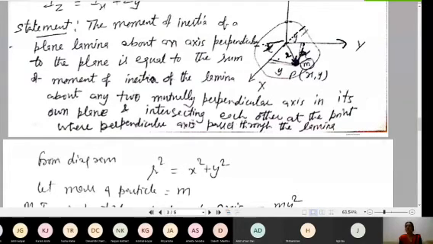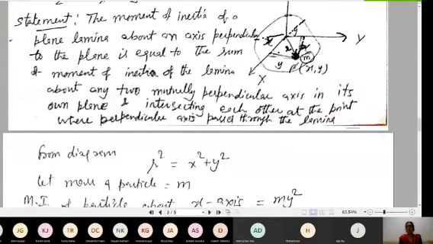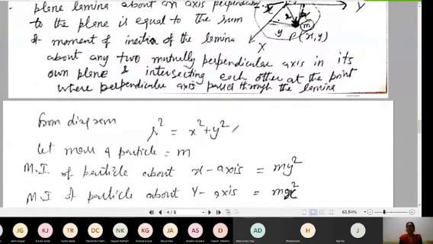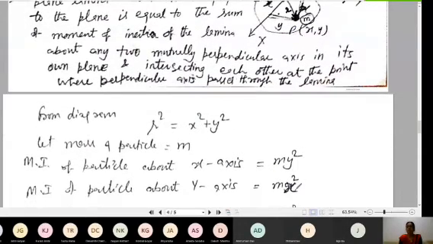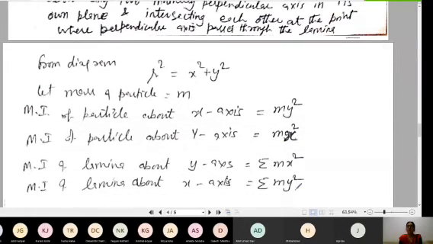So you have to see what is the perpendicular distance from the axis about which you are taking the particle. So about the x-axis, it is my². About the y-axis, it is mx². So if you extend this result for the whole lamina, then you will get the moment of inertia about the y-axis equal to the summation of mx².